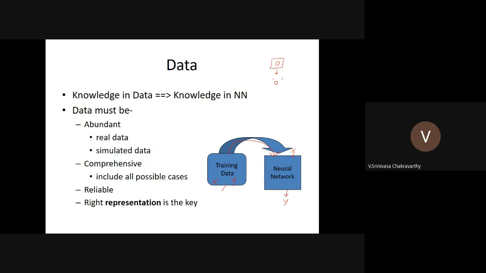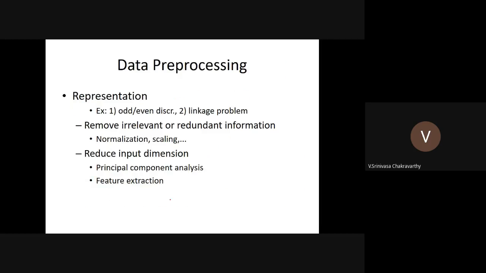And then the representation is quite important. Now, how do you represent the data? This is where domain knowledge becomes useful. Let me give you an example. Let us take the problem of odd versus even discrimination. Suppose I give a number, and you need to train or design a network which can classify it into odd or even. So this is a two-class problem. Now you need to represent the number as a vector. How do you do that?